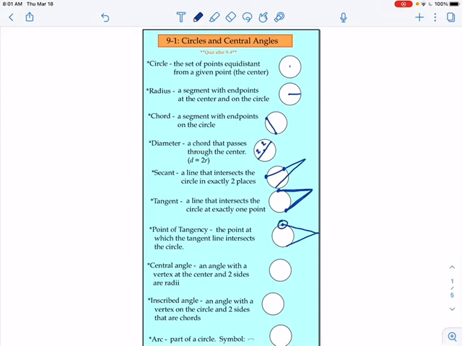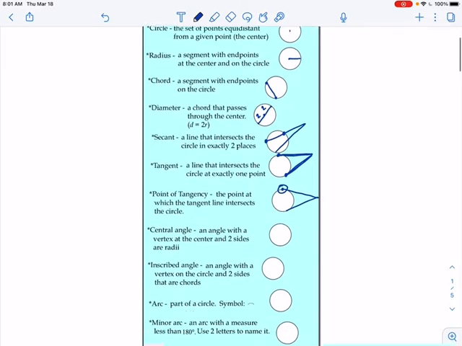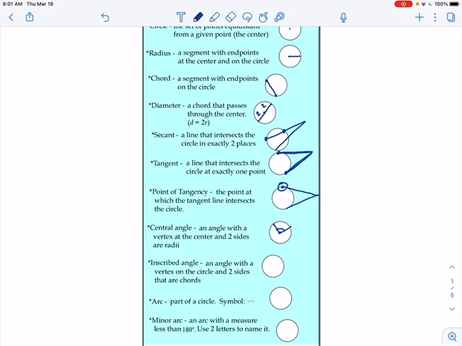A central angle. A central angle is an angle whose vertex is at the center and 2 sides are radii. Okay, so again, if I have my center of my circle here, and there's one radius and there's another radius, that angle right there becomes what's called a central angle. An inscribed angle is an angle with a vertex on the circle and 2 sides that are chords. So all I'm going to do is pull that vertex from above onto the side of the circle and draw an angle that intersects the side of the circle twice there. That's your inscribed angle.